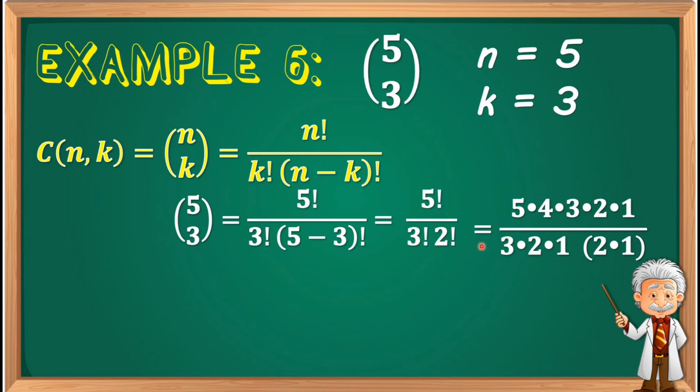Next, 3 factorial is 3 times 2 times 1. And 2 factorial is 2 times 1. So we have 5 times 4 times 3 times 2 times 1 is 120. And 3 times 2 times 1 times 2 times 1 is 12. Remember that this method is a long method. You may use a calculator so that you will have a shorter solution. 120 divided by 12 is 10. It is easier for you to solve in a calculator. So there is a factorial sign in your scientific calculator. Just find it.